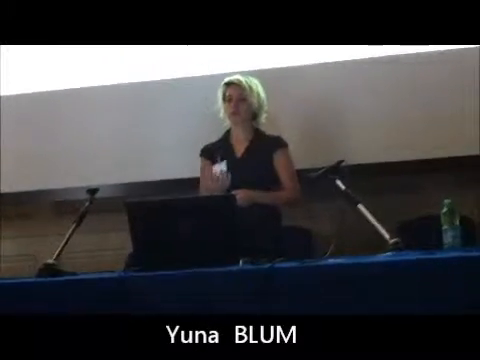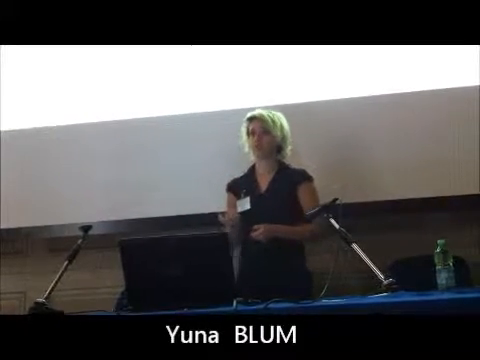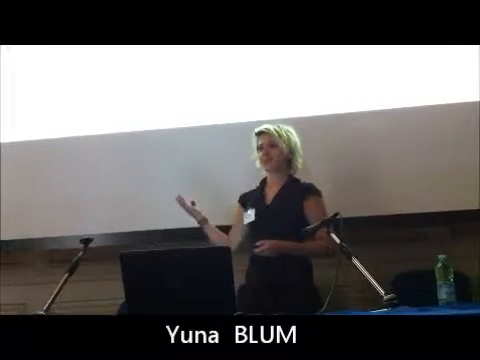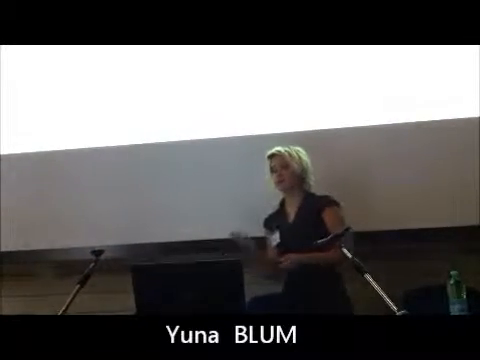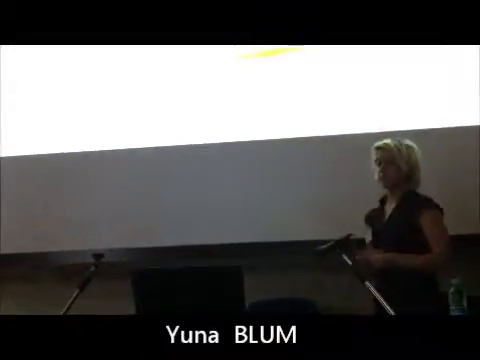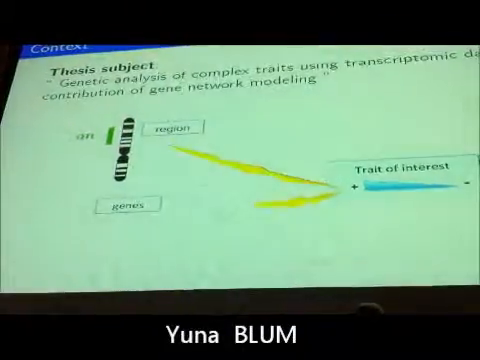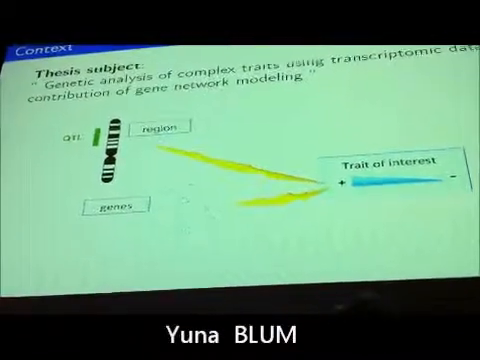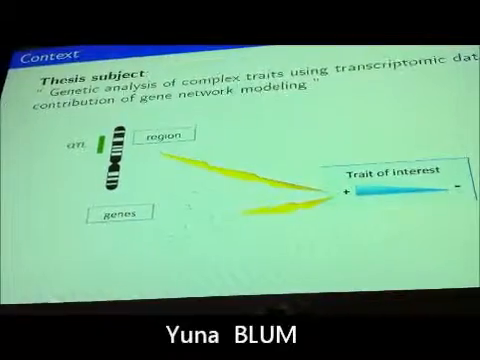So by transcriptomic data, we mean gene expression data. So we have for one organism 1,000 gene expression profiles. So the idea here is to find a genome region that controls the variability of the trait of interest. This kind of region is called a QTL, for quantitative trait locus, and we also want to find the genes of this region.